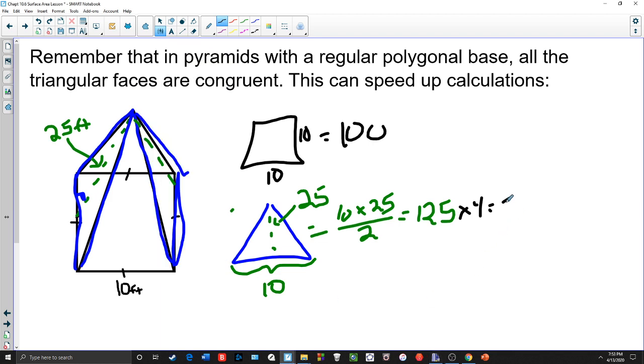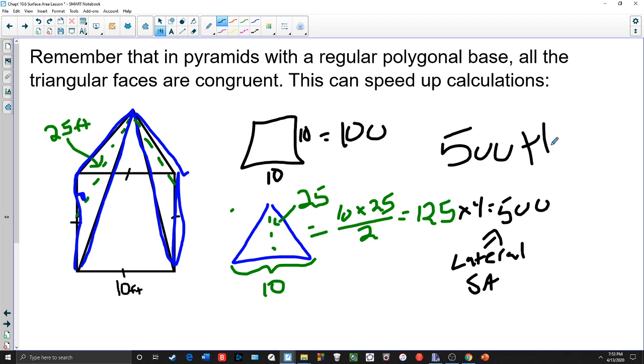I'm going to get 500. This is what's called the lateral surface area again. So this is my lateral surface area of a pyramid. It's just the triangles added together. So if you want the lateral surface area of a pyramid, take all the triangle areas, add them together. That's your lateral area. The total surface area is the triangles plus the base shape. Which in this case gives me 600 square feet.